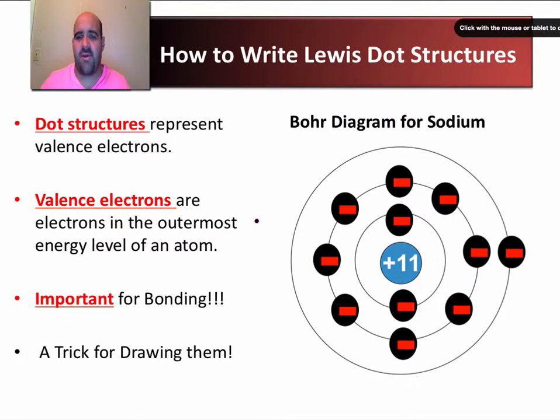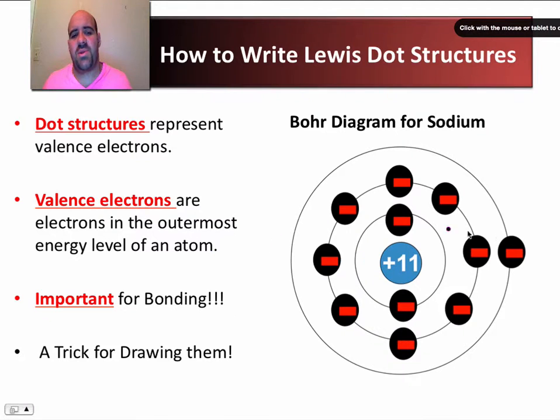So if we have a diagram, like we do over here, a Bohr diagram for sodium, it represents electrons by energy level. Sodium is number 11 on the periodic table. It has 11 protons and also 11 electrons if it's neutral. And they will fill up the atom like this: 2 in the first energy level, 8 in the second energy level, 1 in the third.